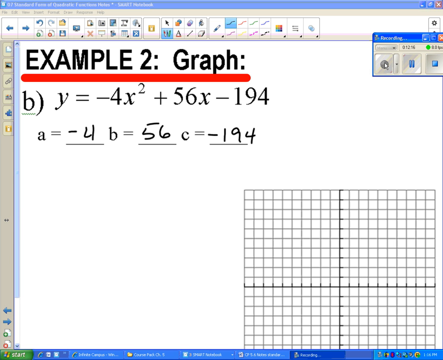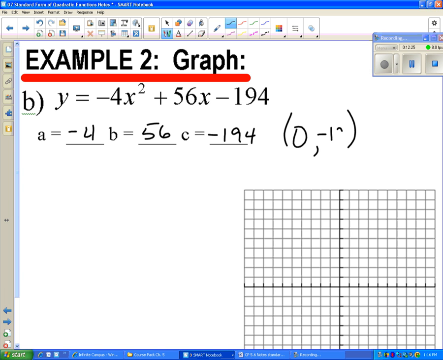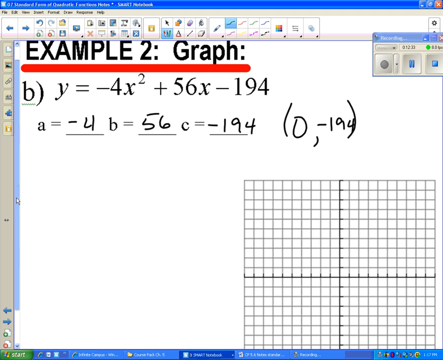Now, just like I had said when I did that other one, I can start off with my y-intercept. My y-intercept is 0, c, which is 0, negative 194. Now, that's really far down. I'm really not going to plot that for this particular problem because that's way far down, but I could if I wanted to.